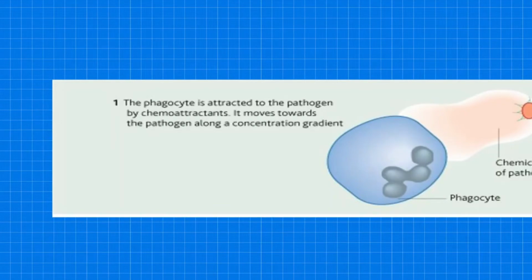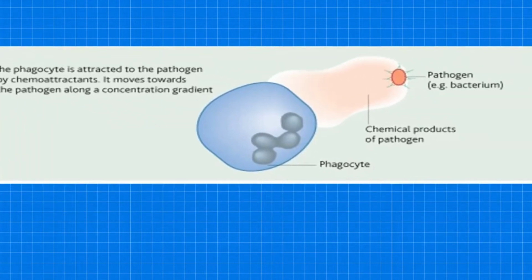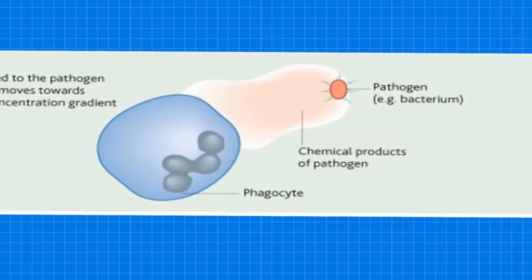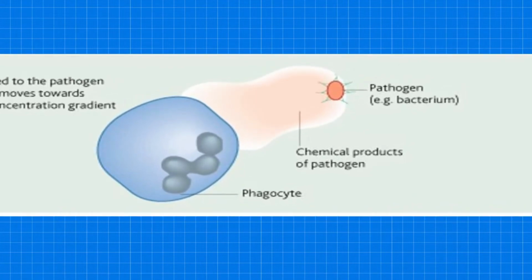So firstly, the phagocyte has to locate the pathogen. If it's a bacteria, then it will locate it through chemoattractants, which are chemicals released by the bacteria, and it moves towards the pathogen along a concentration gradient. So it will move around, and I will show you a video in a second of that actually happening.